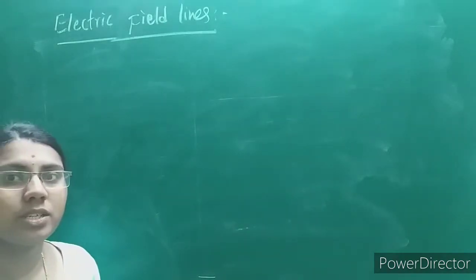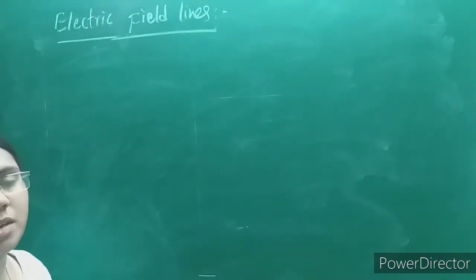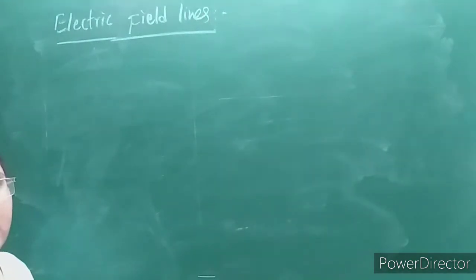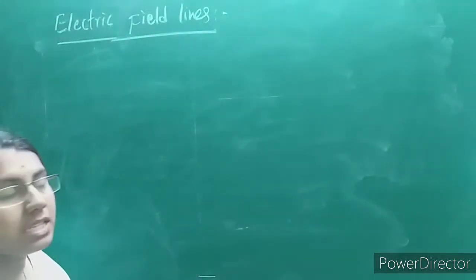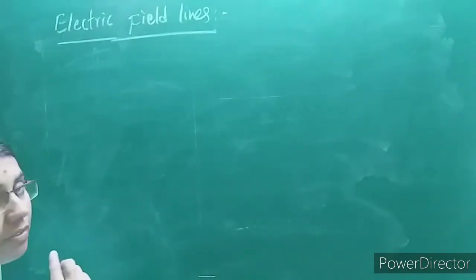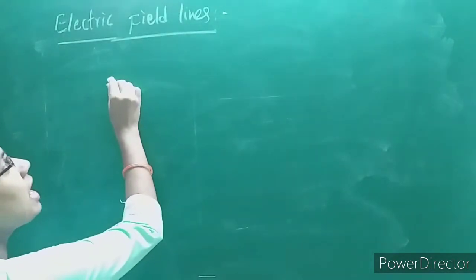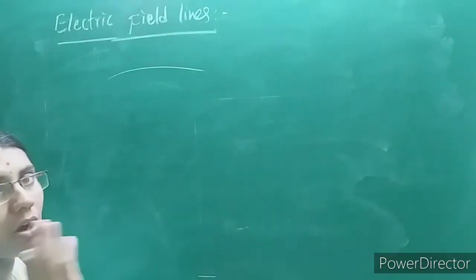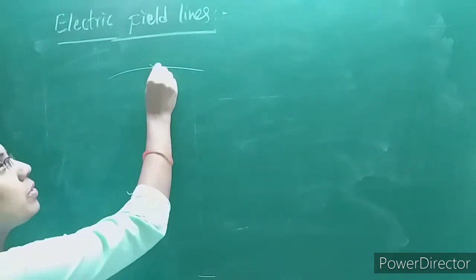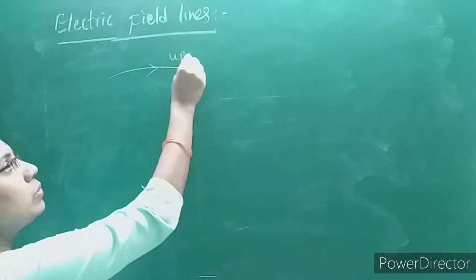Dear students, in this class I will discuss electric field lines. Let me move on to discuss what electric field lines are. Electric field lines are the imaginary path along which a unit positive charge moves.